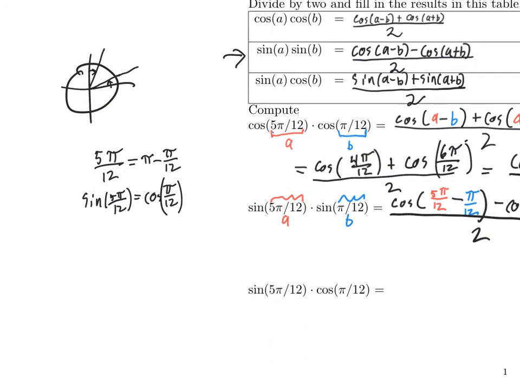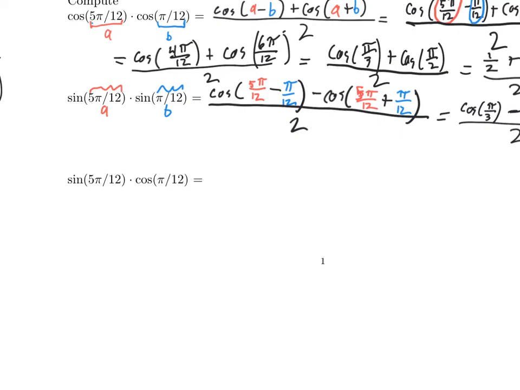Cool. So that means that this sine of 5 pi over 12 is the same as that cosine of pi over 12. Similarly, the cosine of 5 pi over 12 is the same as the sine of pi over 12. So both of those should give the same answer. They're the exact same thing. Those are the same numbers, just written in the opposite order in a slightly different way. So yeah, they should be the same.